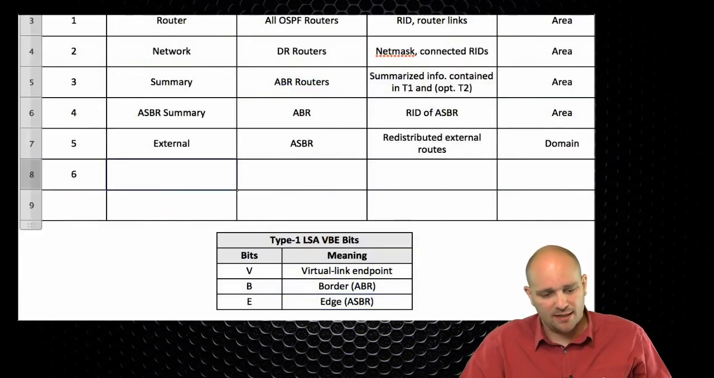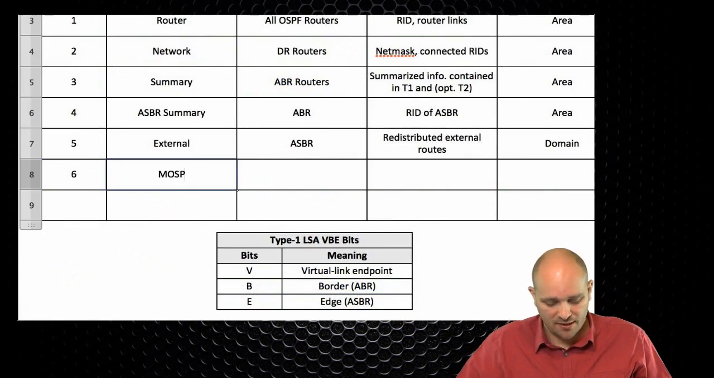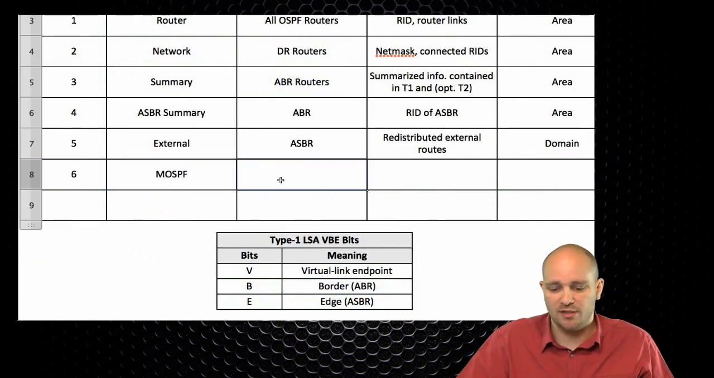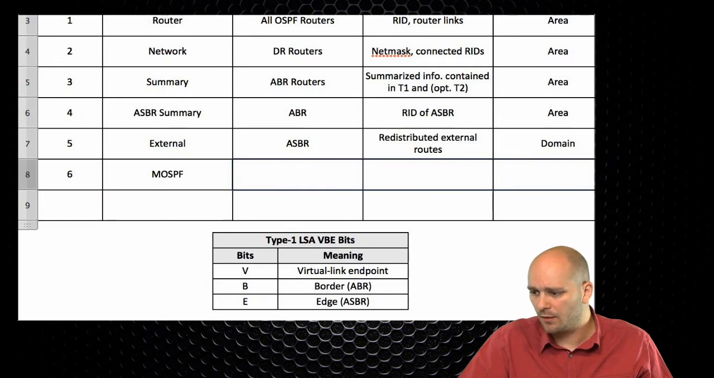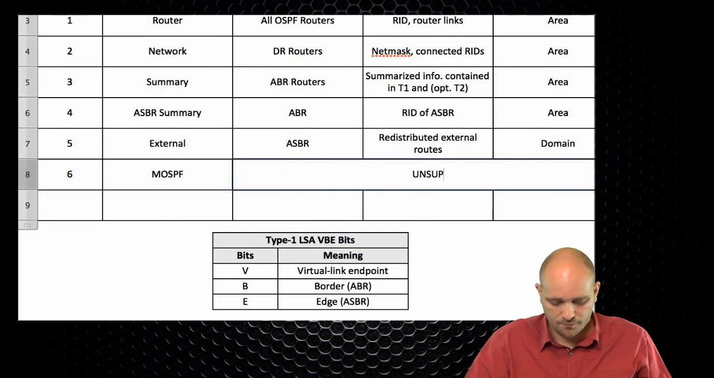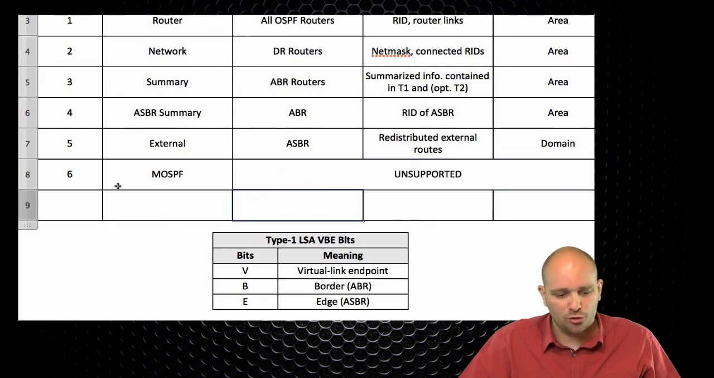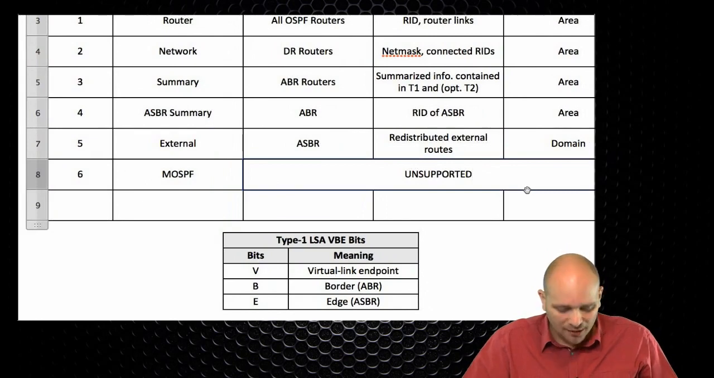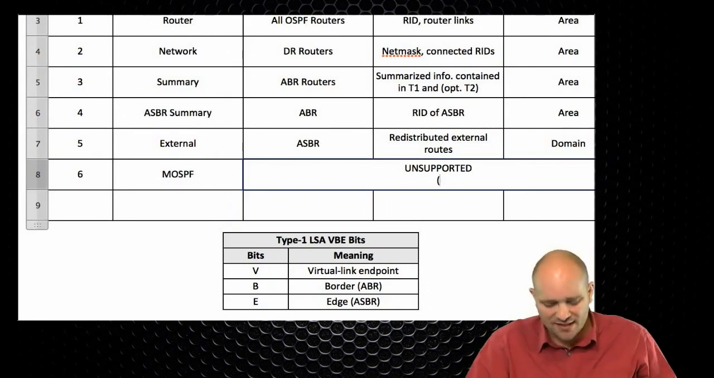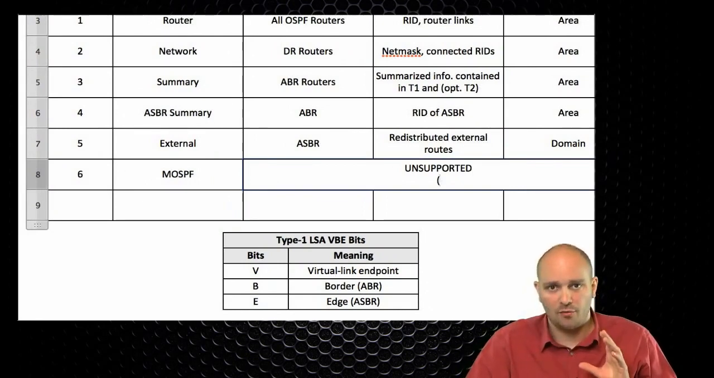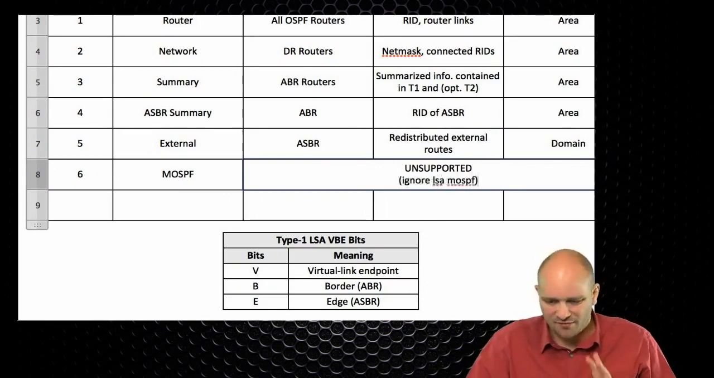Now, there is one LSA type, which is called multicast OSPF, which is not actually supported by iOS. So that's what I'm going to add here. I'm just going to say that this LSA is not actually supported. I'm going to write this down. So you're not going to see this in OSPF. Now, you can still be asked the question about type 6 LSA, and if that's the case, what you have to remember is ignore LSA MOSPF. I believe that's the command.